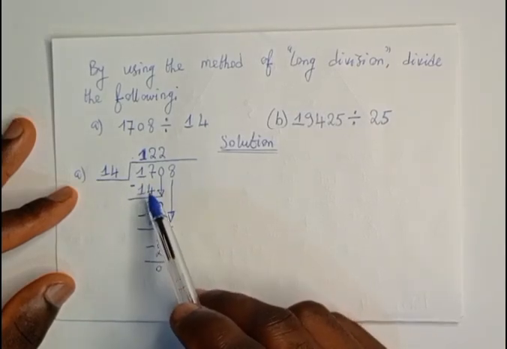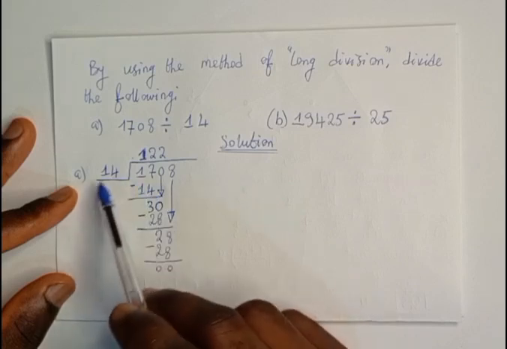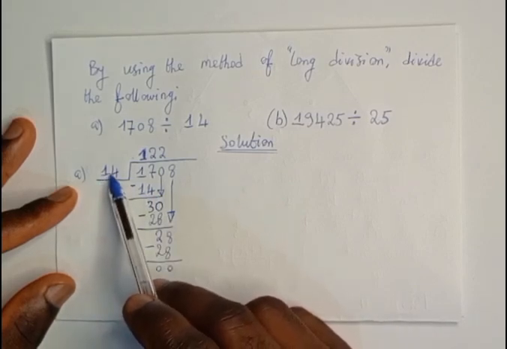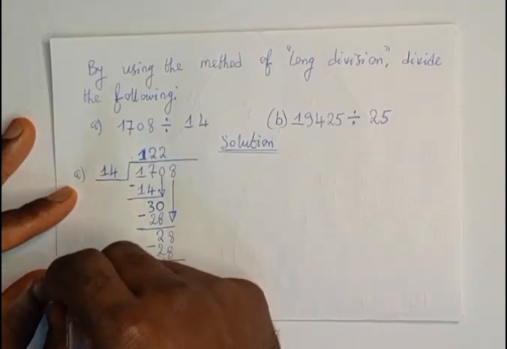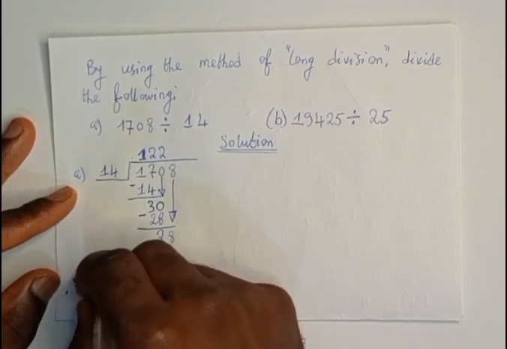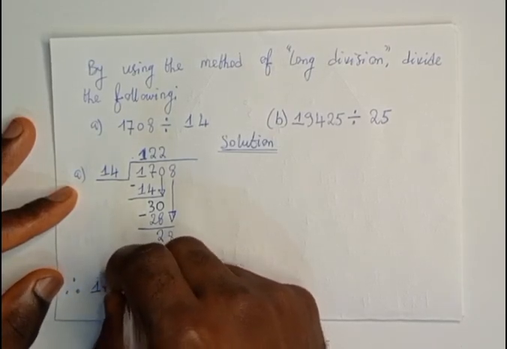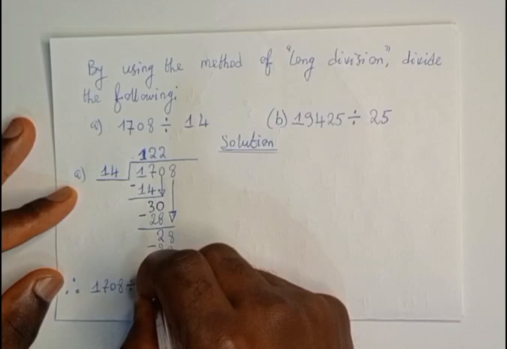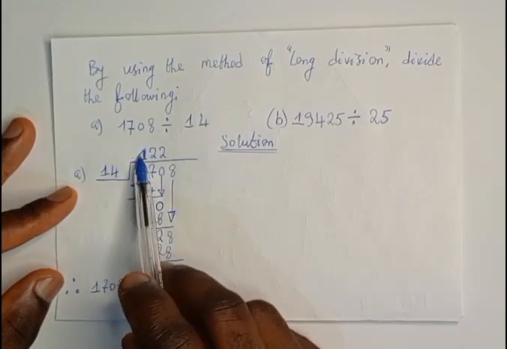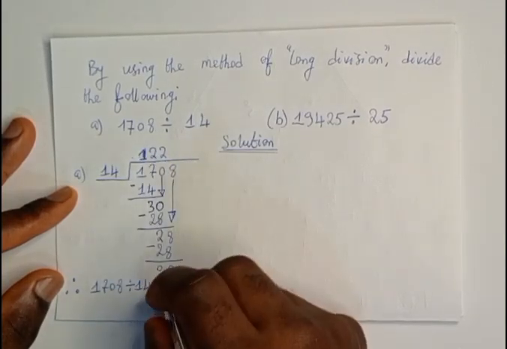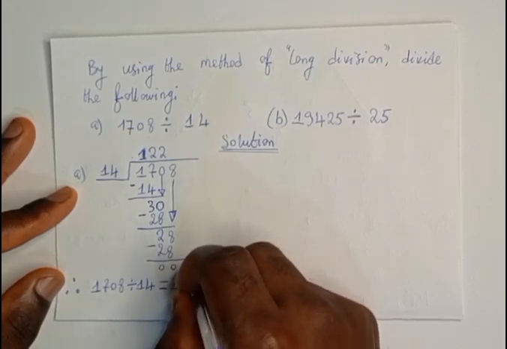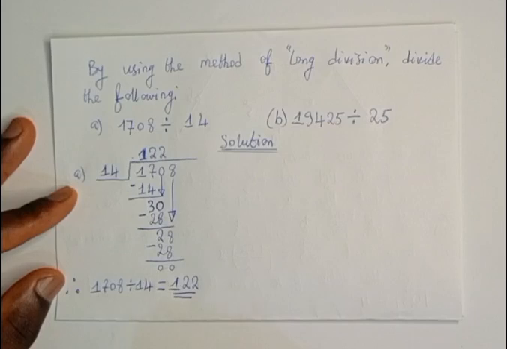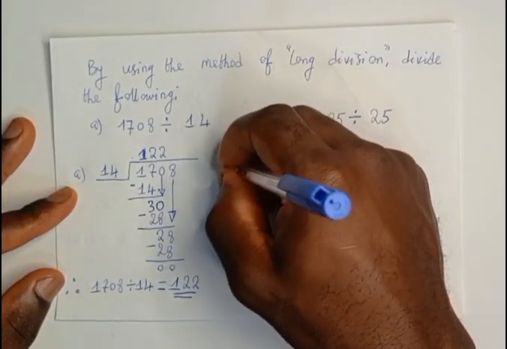1708 is a multiple of 14, or 14 is a factor of 1708. We conclude, therefore, 1708 divided by 14 is equal to, we are going to copy the digits we have up here, and this gives us the number 122. We underline the answer. We go now to question B.